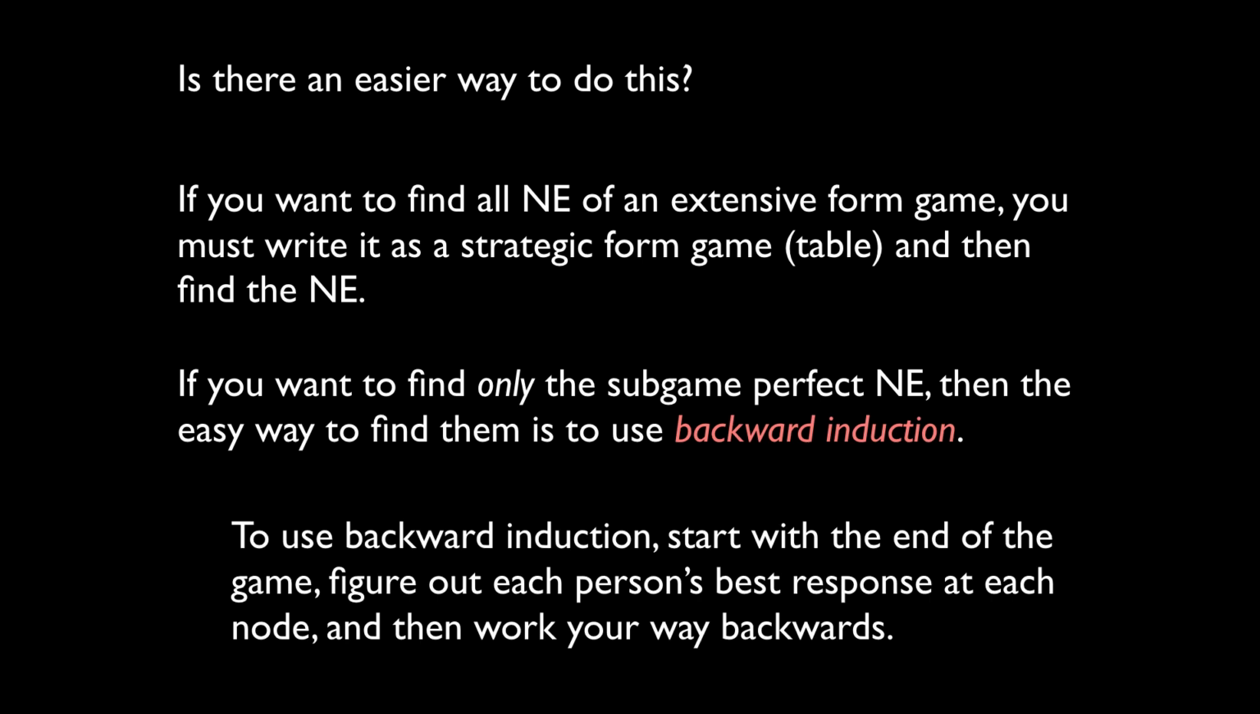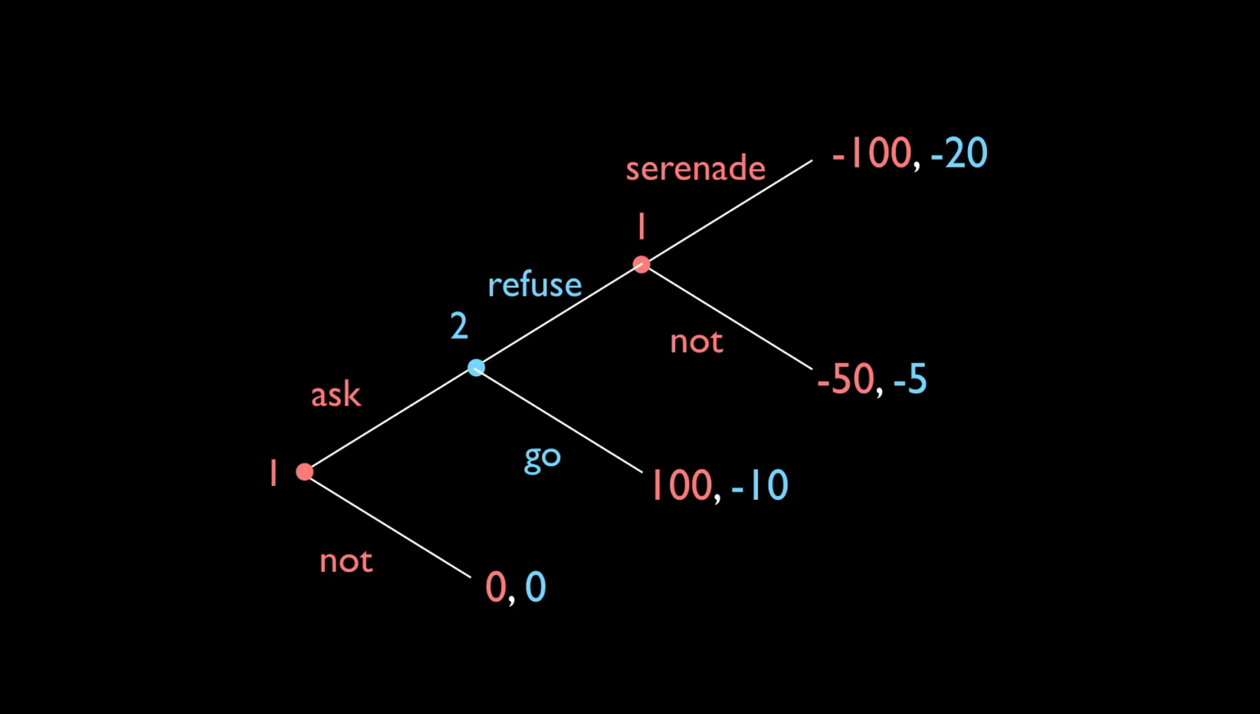Okay, so what does backward induction mean? You start with the end of the game, figure out each person's best response at each node, and then work your way backwards. So, for example, let's just work with the end. If you're person 1 at the end, choosing between serenade or not, what would you choose? You're choosing between minus 100 and minus 50. Minus 50.